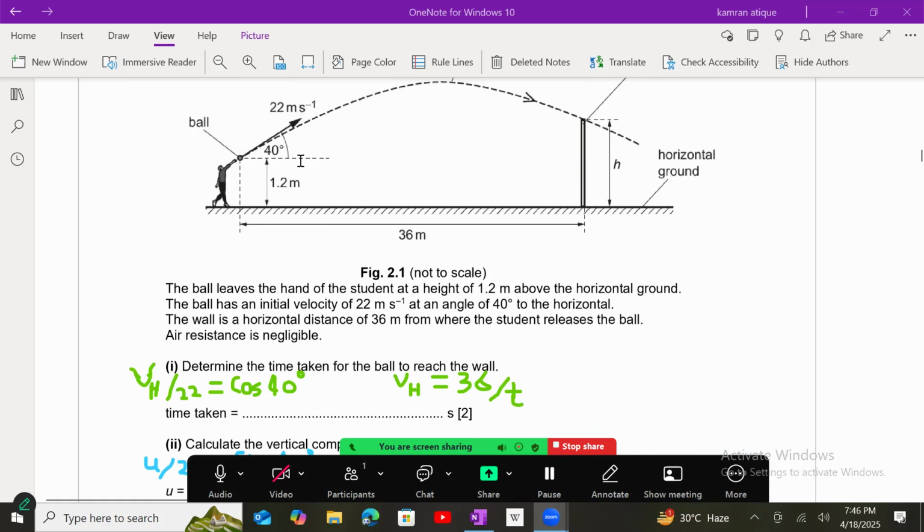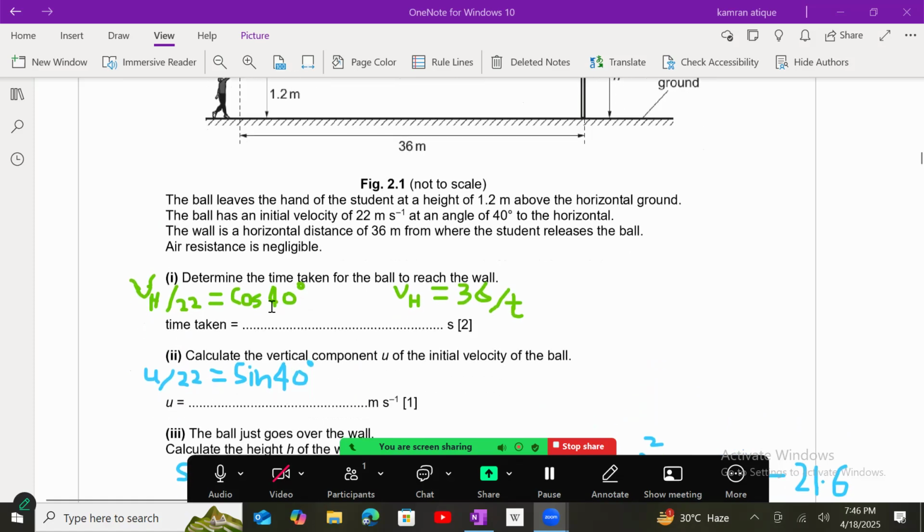As I told you, if I plot a straight line over here, a right angle triangle will be completed. So this side of the right angle triangle will represent the vertical velocity, and that will be the perpendicular of the whole triangle. Perpendicular, base, hypotenuse. So just like in the last part, by using VH over 22 equals cosine of 40 degrees, we calculated the horizontal component of the velocity.